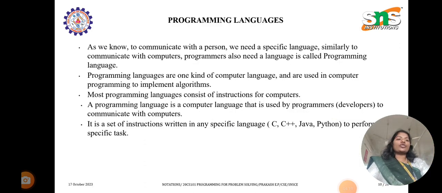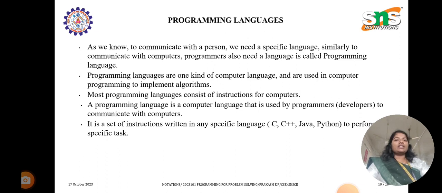The next topic is programming languages. As we know, to communicate with a person we need a specific language, similarly to communicate with computers, programmers also need a language called a programming language. If we want to communicate with anyone, we must know the language. Programming languages are used in computer programming to implement the algorithm.